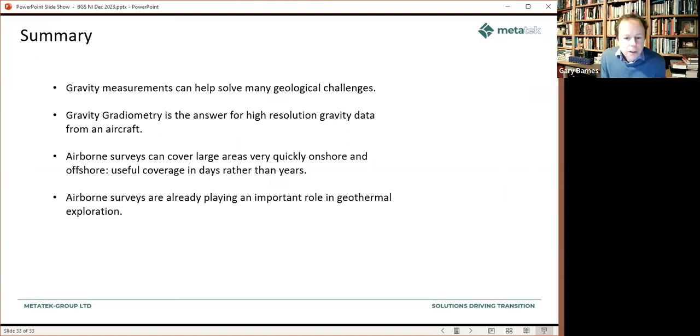So I'd like to finish there. I hope I've given some details about how gravity measurements can help solve many geological challenges. And the answer for dynamic measurements from the air is really gravity gradiometry. The reason is that they can cope with the vibrations in the aircraft, but they can survey large areas very quickly, both onshore and offshore, and give you good coverage within days rather than years compared to land data. And we're seeing that airborne surveys are already playing quite an important role in geothermal exploration.